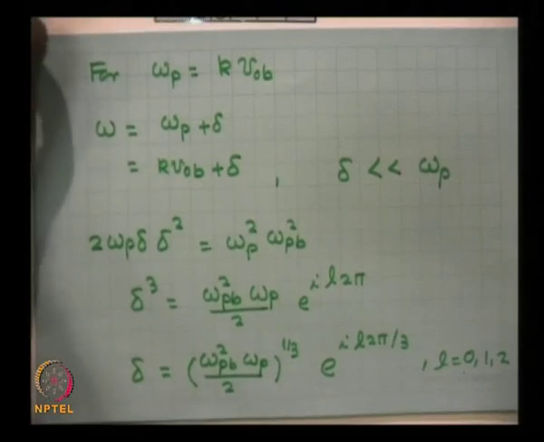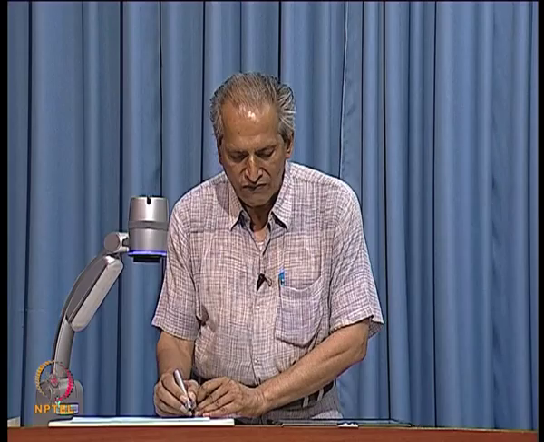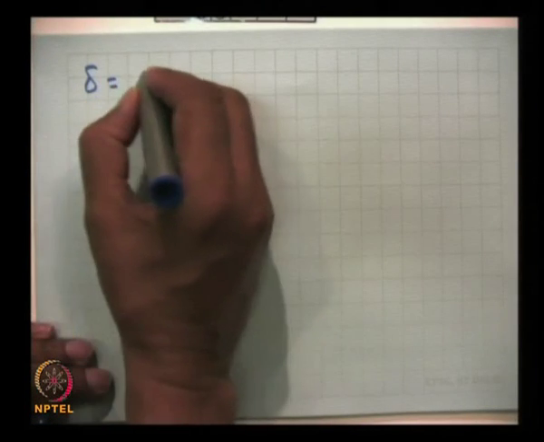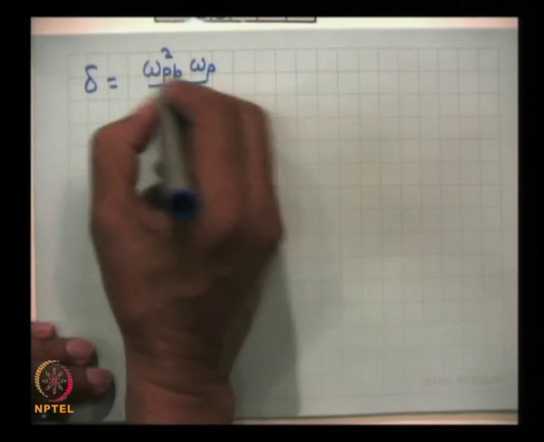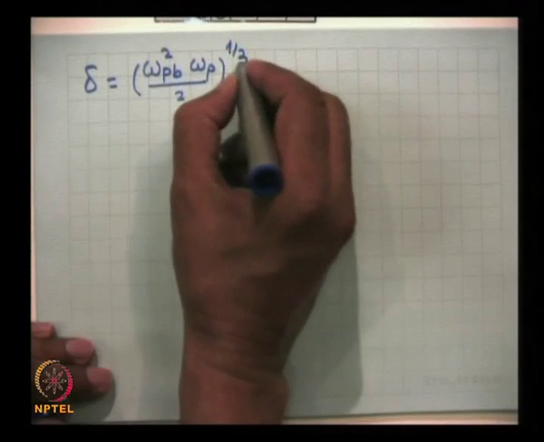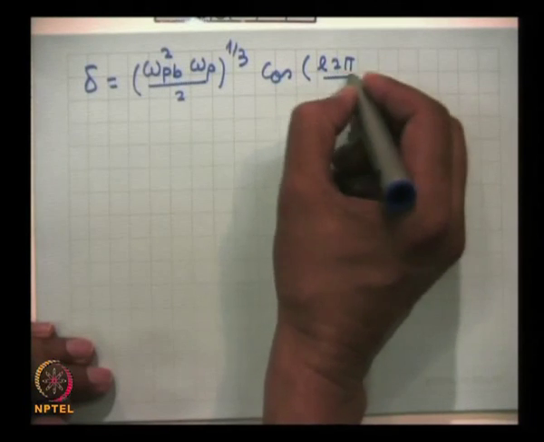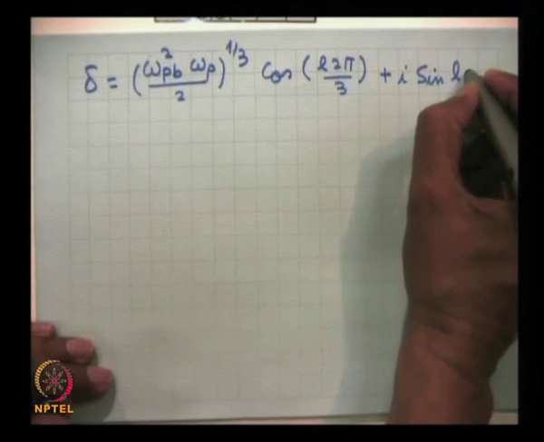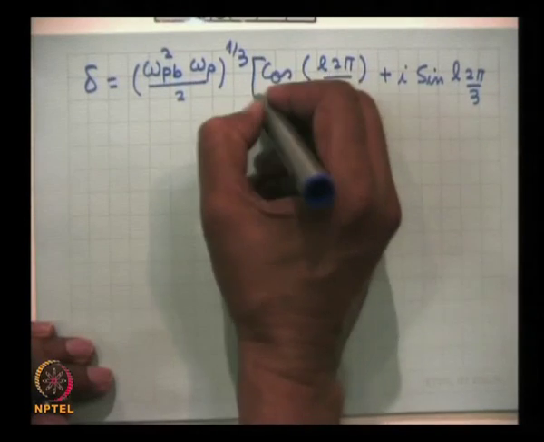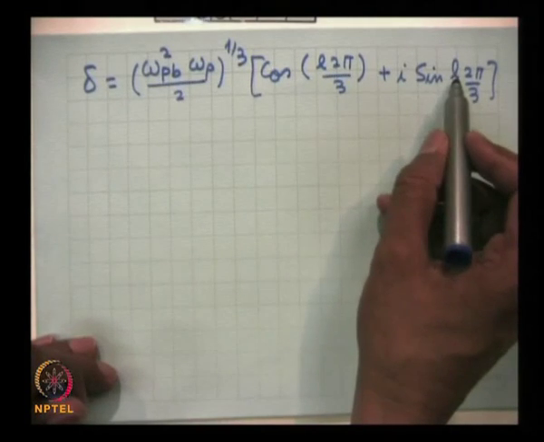Now, let me simplify this expression, means write down this expression in terms of cos and sin. So, delta is equal to omega pb square omega p by 2 to the power 1/3 cos l into 2 pi by 3 plus i sin l 2 pi by 3. For l equal to 0, this has no imaginary part, but for l equal to 1 this has the imaginary part.